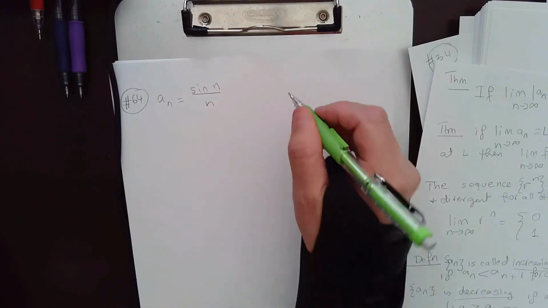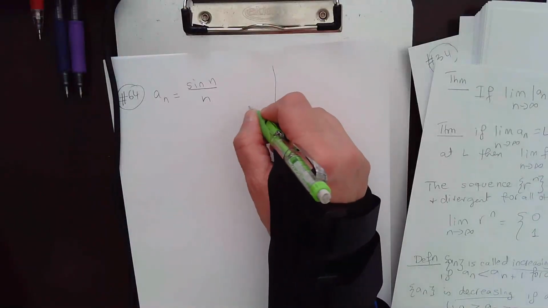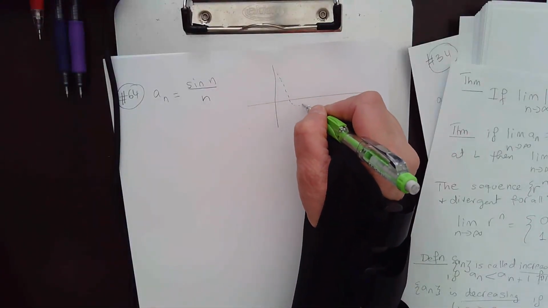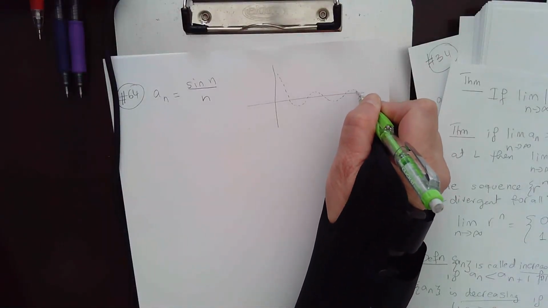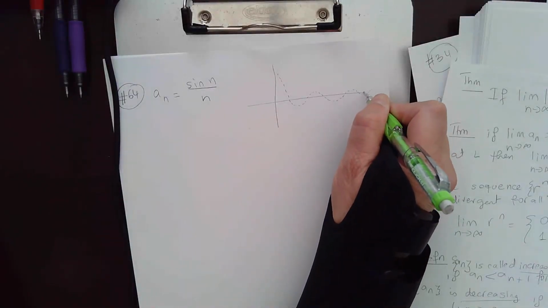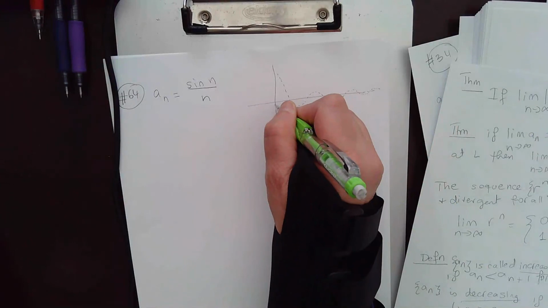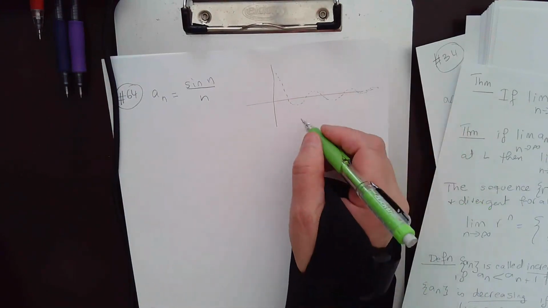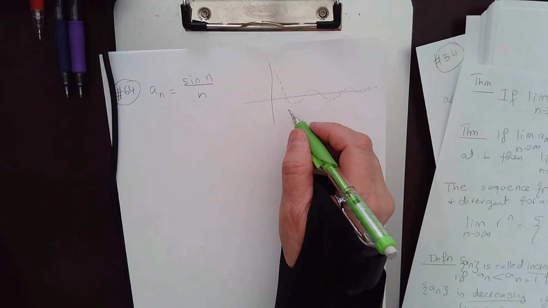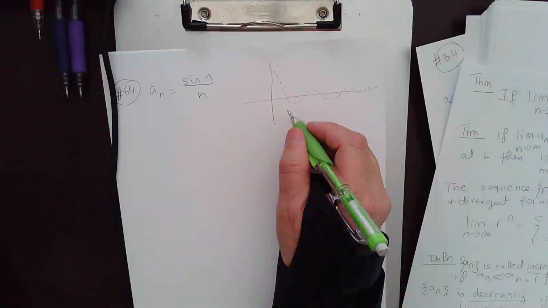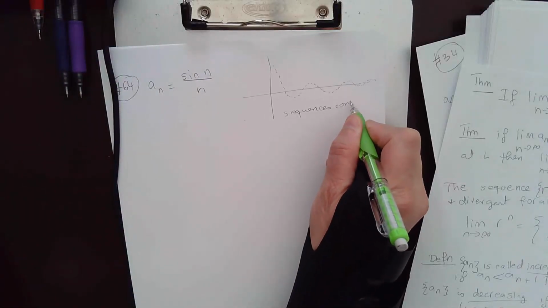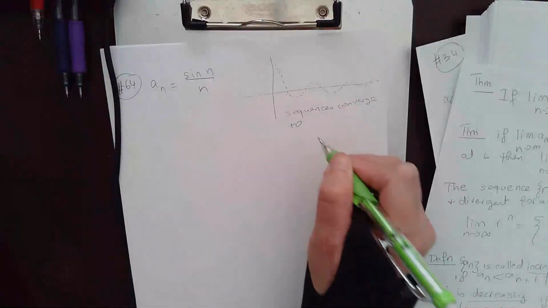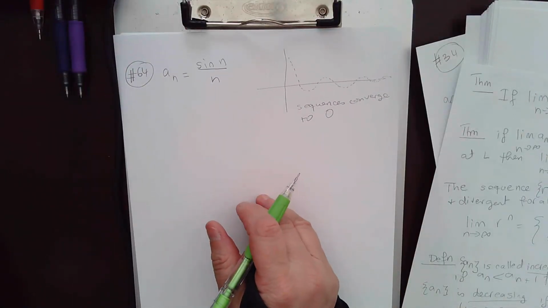If you notice, if you go ahead and graph it, you have 0. It's going to come down like this. I hope you're able to get that. And this is 0 here. So what does it appear? The sequence converges to what value? So the sequence converges to 0. That's how it appeared from the graph.